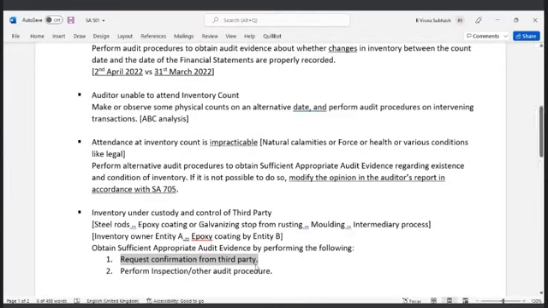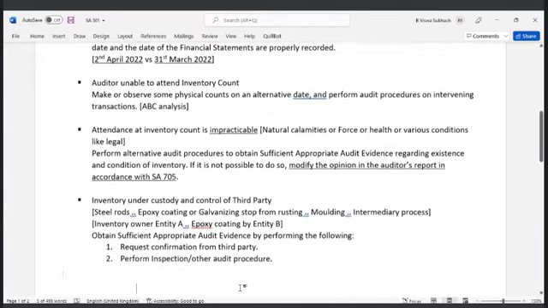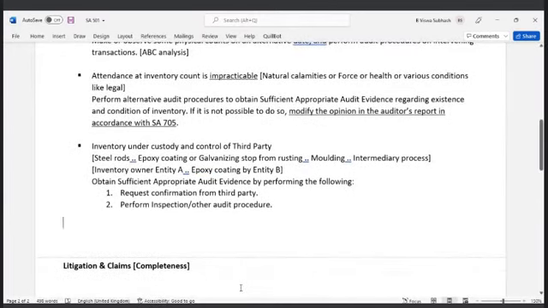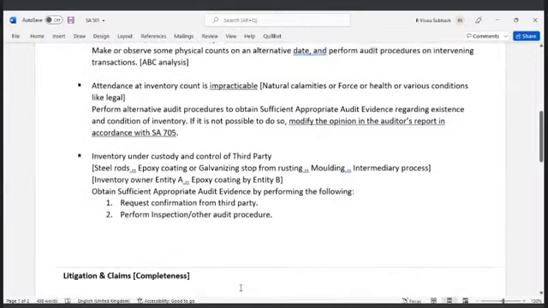So the third party will give a confirmation for that, and you perform inspection and/or other audit procedures. If the third party allows you to visit, then you can go and do the physical verification also. So that is with respect to the inventory.